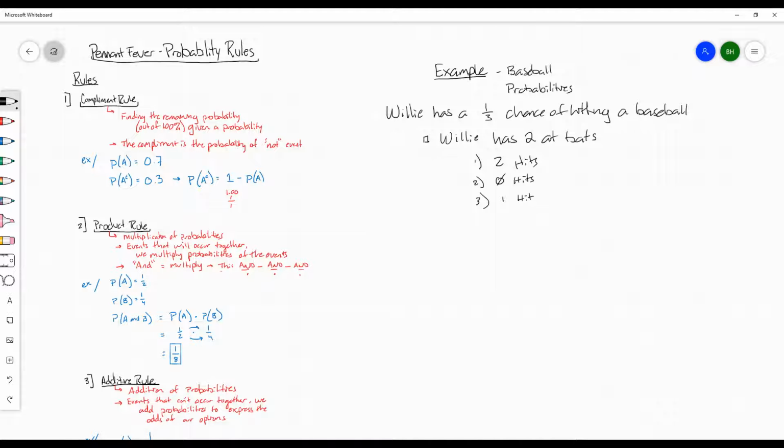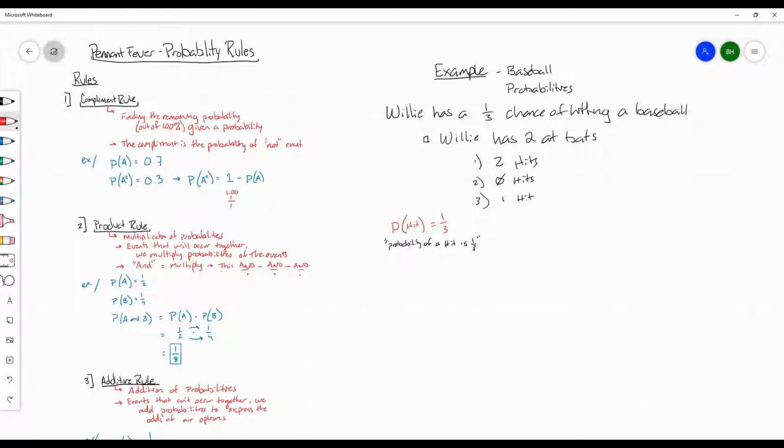Well, to solve these, let's just start with following some of these rules and see where we get. The first rule is we need to take the probability of Willie getting a hit, which is 1 over 3. I'm just using some notation. You can read this as the probability of a hit is 1 over 3.